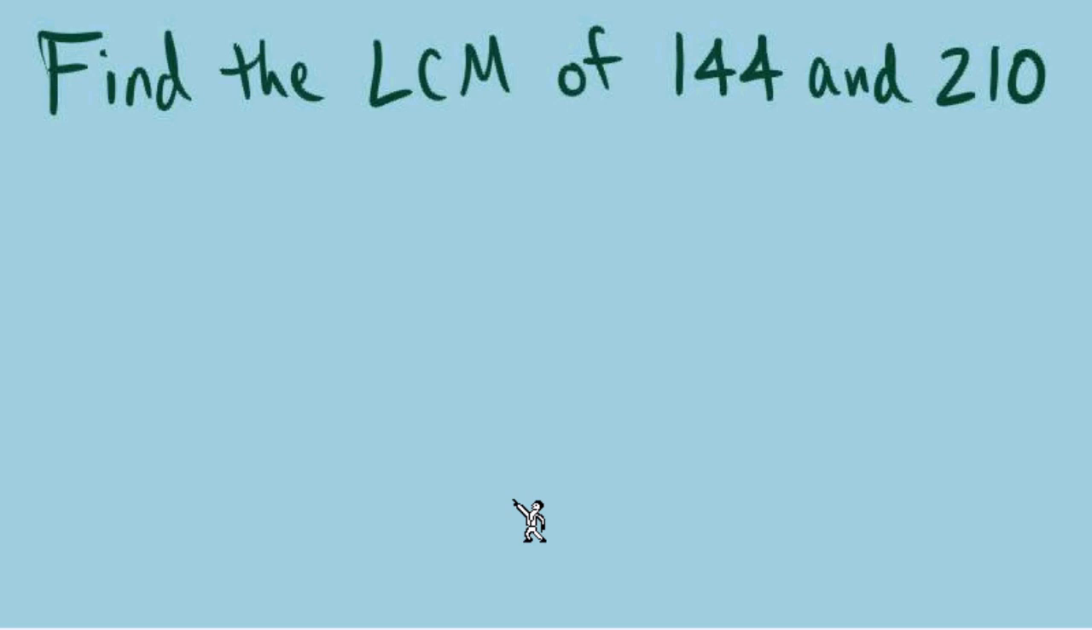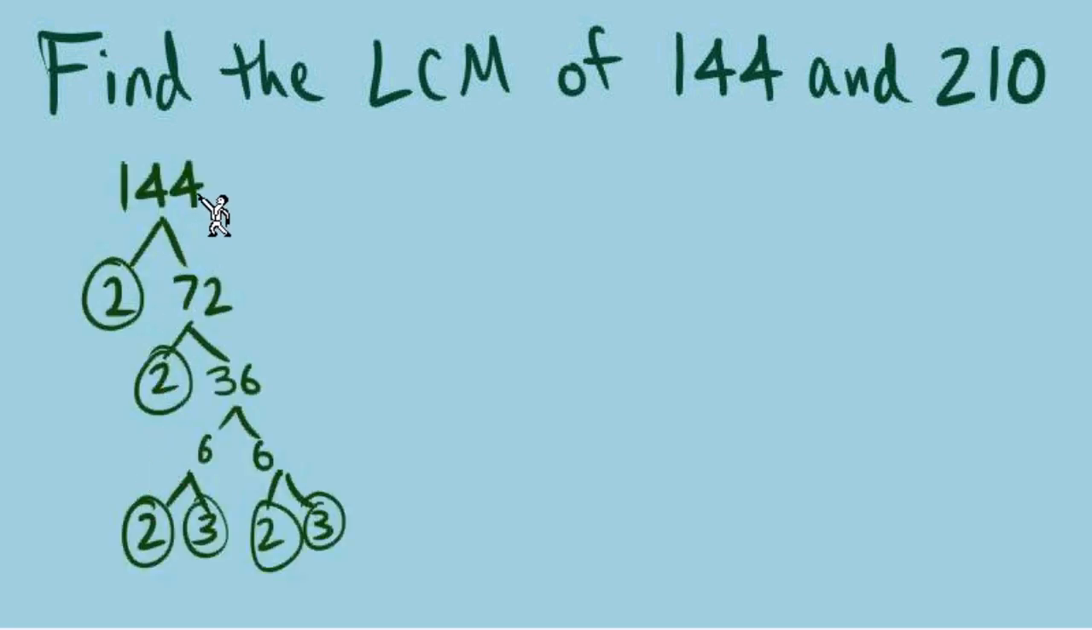So for this answer, the first thing I want to do is find the prime factors. These numbers are on the large side, but that's okay. We'll just have some big trees. Here is my tree for 144. I chose to divide by 2 a few times, 2 and 72, and then 2 and 36. Then I chose at 36 to go 6 times 6.